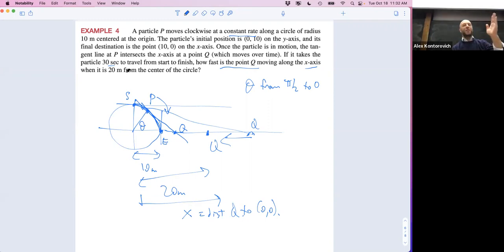How long does it take it to travel that? 30 seconds. So the change in theta over time, it covers pi over 2 radians per 30 seconds. Right? And it's doing so constantly. It's moving at a constant speed.